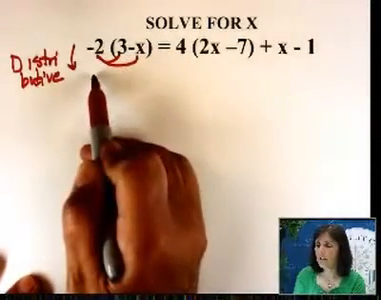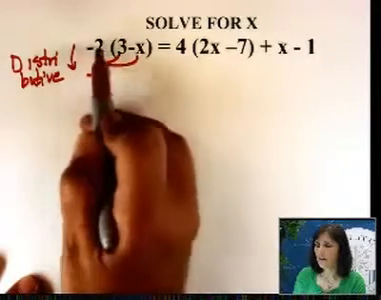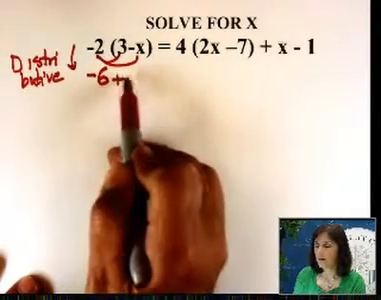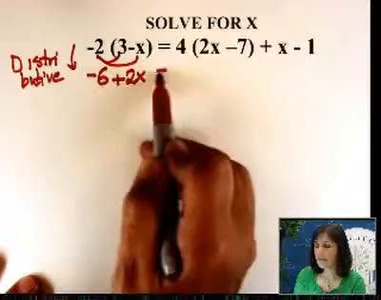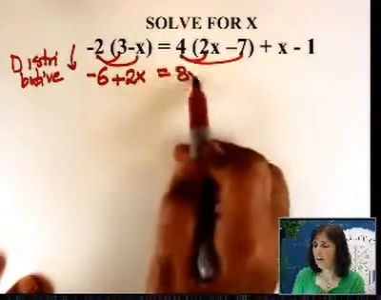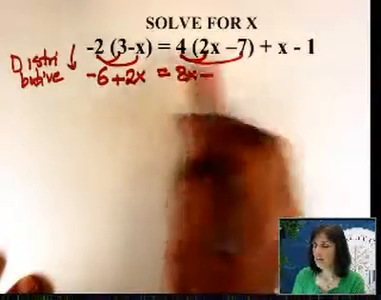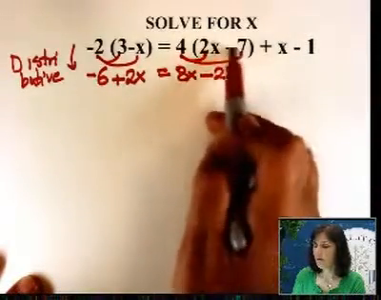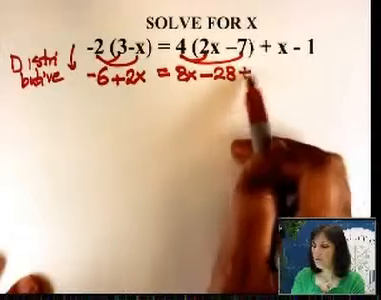Negative 2 times 3, negative 6. Negative 2, negative, so that's positive 2x. That's the left. Now I'm going to work that in. 2 times 4, 8. 4 times 7 is 28. Remember, I kept that negative. And plus x minus 1.